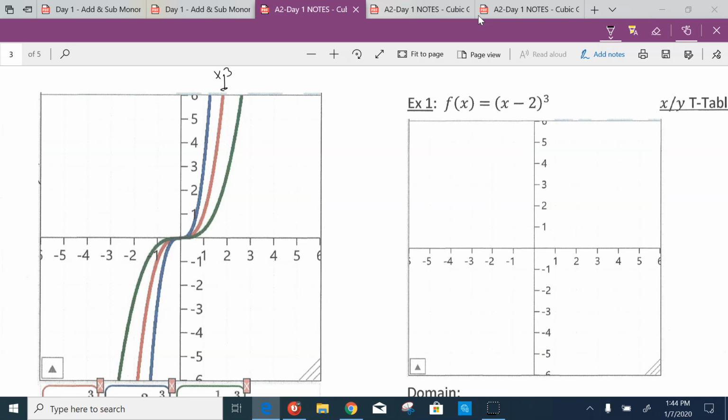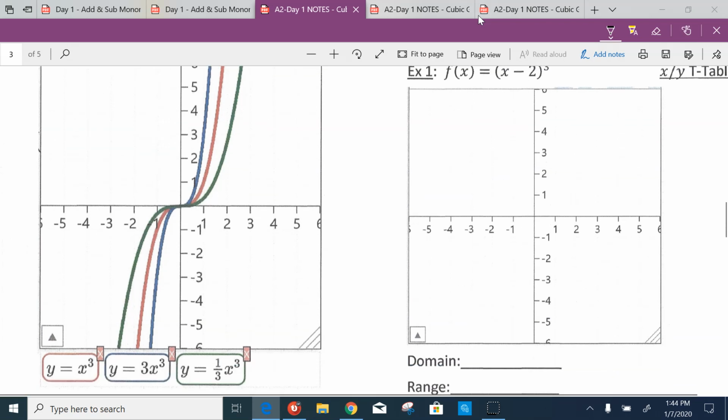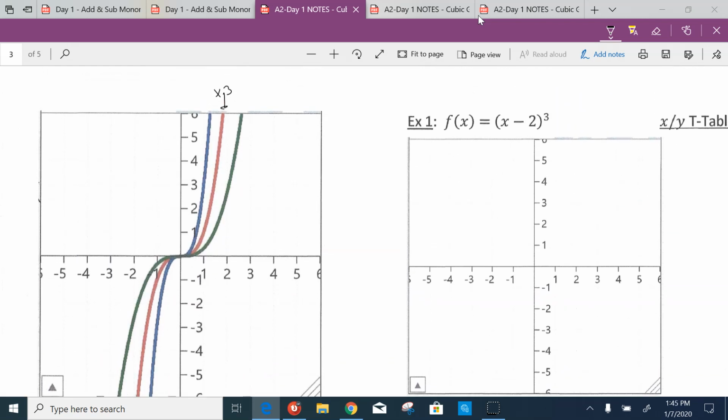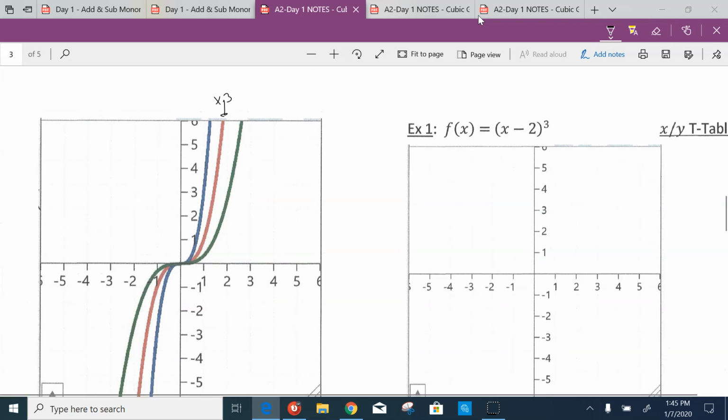When you have a number in front of x to the third that is a fraction or smaller than 1, you get a wider graph. So this green one is going to be 1/3 x cubed. It made a graph that's wider, or in other words, we have a vertical compression because we're squashing it from the top down. Compression, can't spell it, there we go. And it makes it wider.